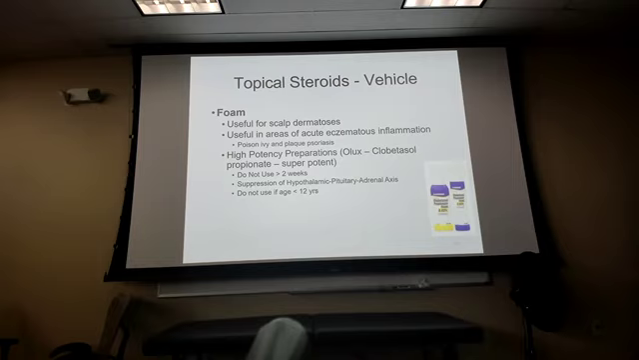Do not use it for greater than 2 weeks. So you can use it for 2 weeks, but not at all. And then suppression of the hypothalamic, pituitary, and adrenal axis. So that's that foam.